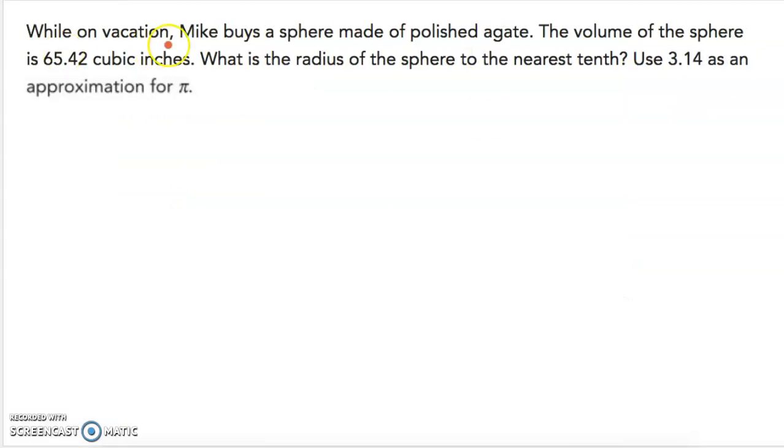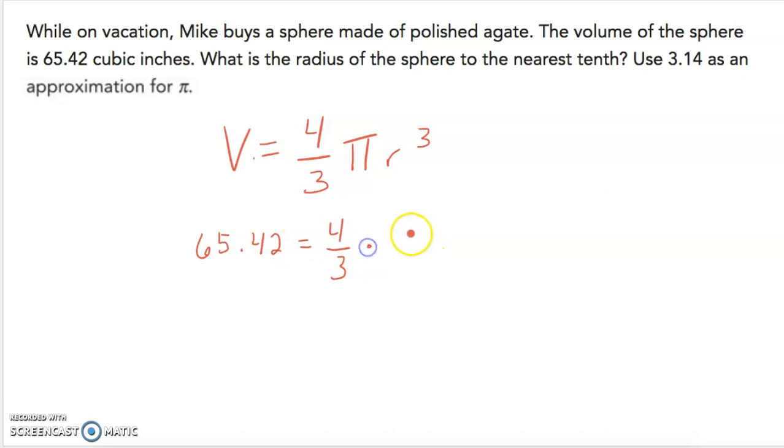Three more questions. While on vacation, Mike buys a sphere made of polished agate. The volume of the sphere is 65.42 cubic inches. What is the radius of the sphere to the nearest tenth? So volume equals 4/3 pi r cubed. Let's fill out what we know. We know the volume is 65.42. That's equal to 4/3 times 3.14 times r cubed.